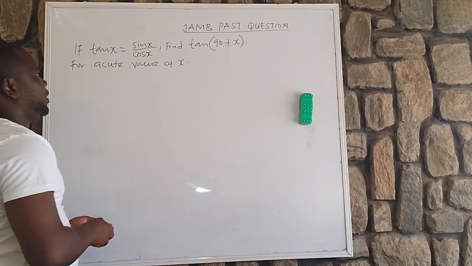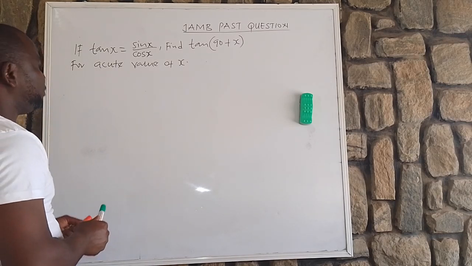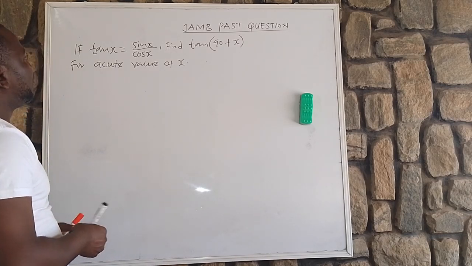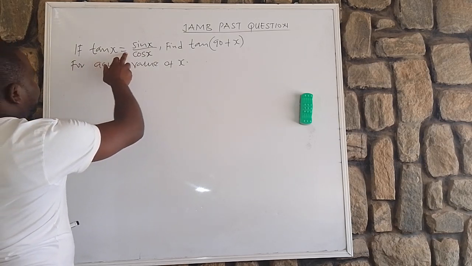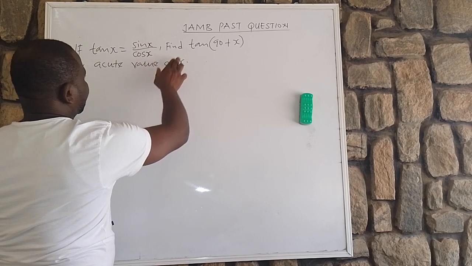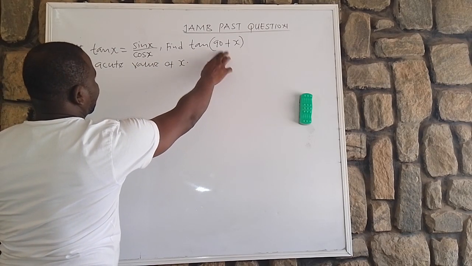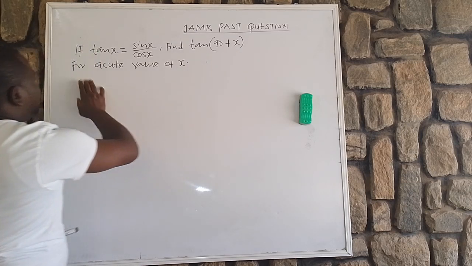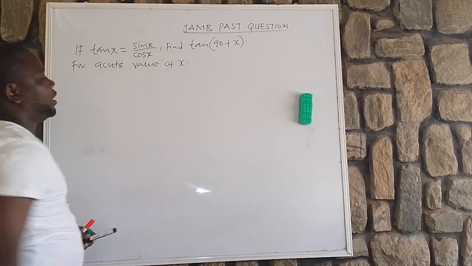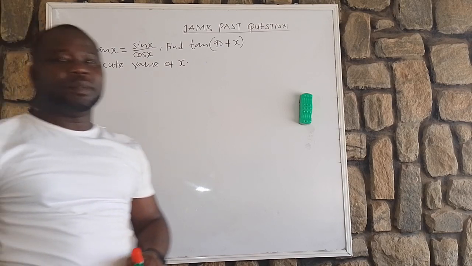Okay. Now, let's look at this Jamb past question. It's simple as ABC. Okay. So, this Jamb past question says, if tan x is equal to sin x all over cos x, find tan open bracket 90 plus x for acute value of x.